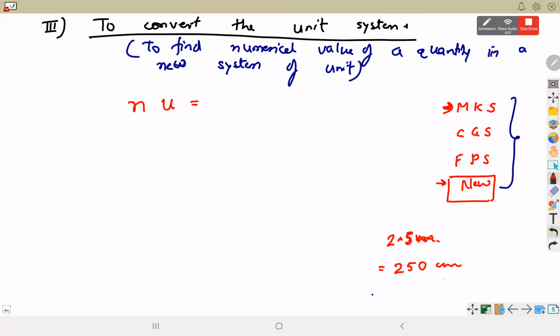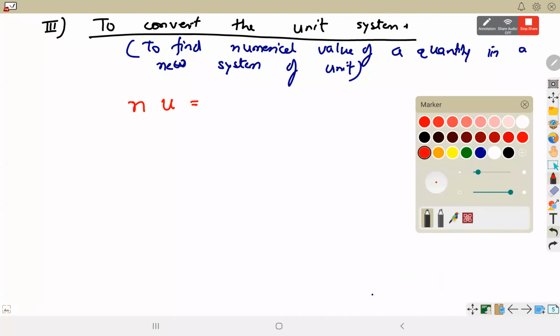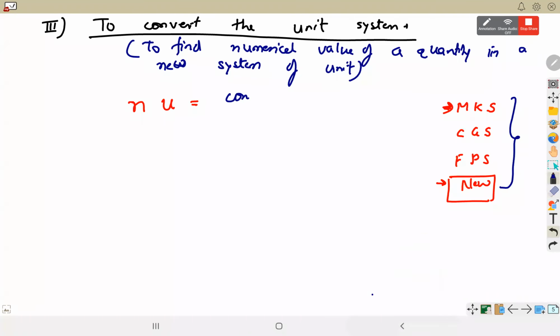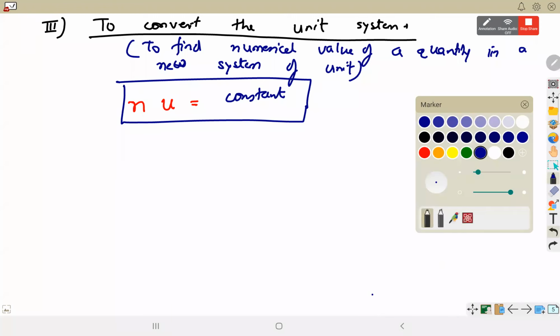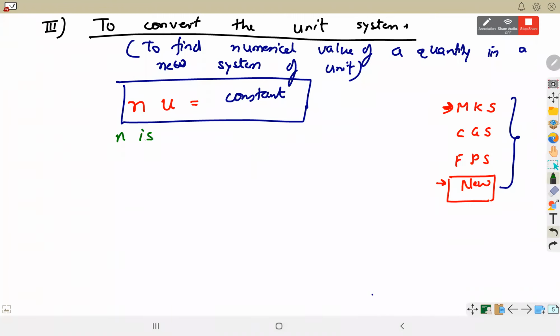Whether you use that meter ruler or you use that small scale which measures centimeter, the effective length is going to be the same. So that means when you measure any quantity by using any system, the product of numerical value multiplied by its unit system is always going to be constant. Like 1 meter becomes 100 centimeter when you change the unit. Correct? N is the numerical value जो हमने measure की है, and U is the unit for measurement. The product of N multiplied by U is always constant.